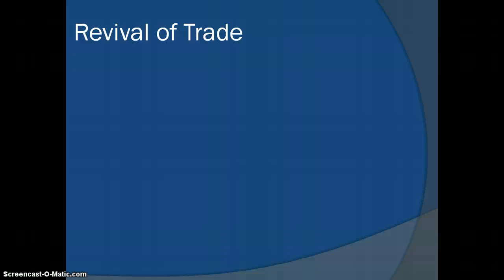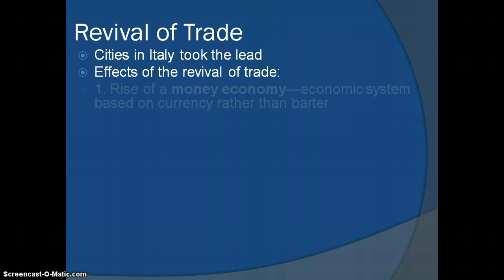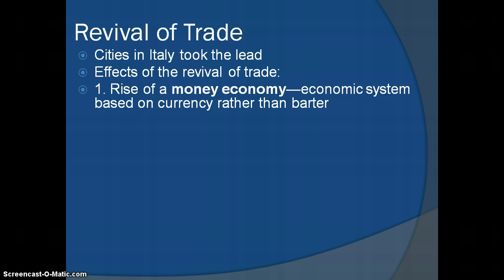Next, what we see is an emphasis on trade. So specifically, we're going to see cities in Italy are going to be these centers of trade, and we're going to revisit this when we're looking at the Renaissance as well. So some effects of this revival of trade. The first is we see the rise of a money economy. This is a type of system where goods are purchased with currency, so meaning coins or paper money, instead of bartering, meaning instead of trading one good for another good.